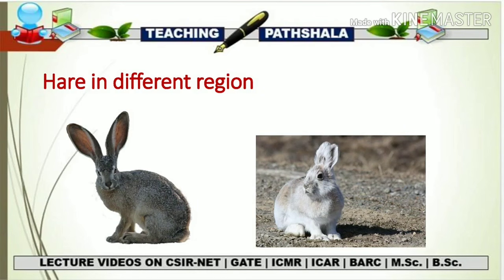So in this way we can say that according to Allen's rule, the animals present in the colder area have short external appendages like limbs, tails and ears, and the animals present in the warmer area or warmer climate have large external appendages. With this we are done with Allen's rule, and in the last video we were already done with Bergmann's rule. So in this way we have completed these two rules.